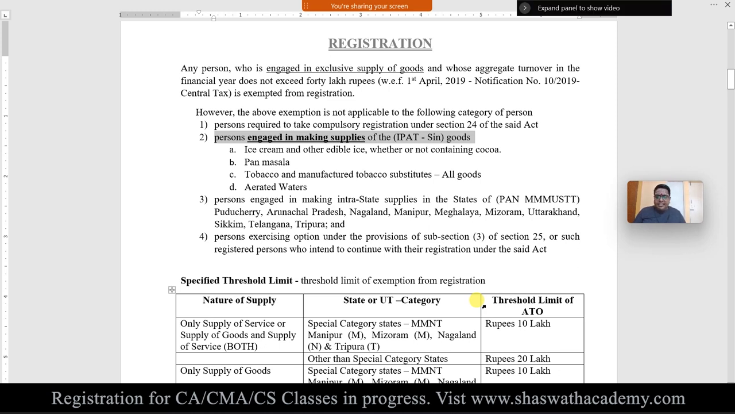Any doubts, any other doubts in registration? I'm so happy to take up the question even tomorrow with respect to registration or tax invoice, debit note, credit note chapter. My objective is to ensure your doubts are addressed. Guys, key areas of the registration chapter along with amendments is over. Any doubts, any further questions?